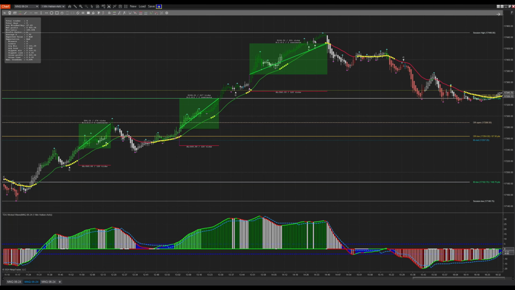I'm getting continuation signals here with the dark green. So this has been quite a trend in the very, very tiny bars. Do I want to push my luck here?